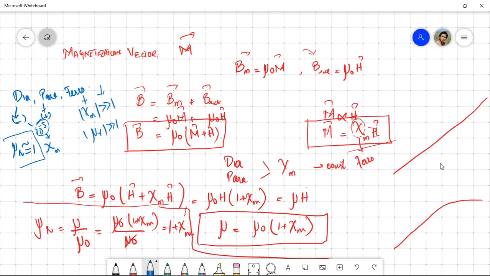This means that the permeability of diamagnetic and paramagnetic materials will be very close to the value of air. But when we talk about ferromagnetic materials, the relative permeability will be much larger than 1. It means that it will be much stronger as compared to air itself.